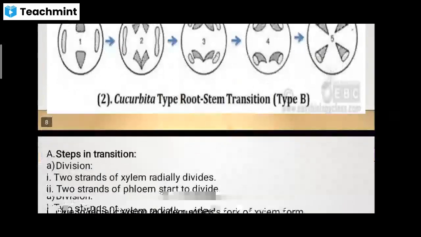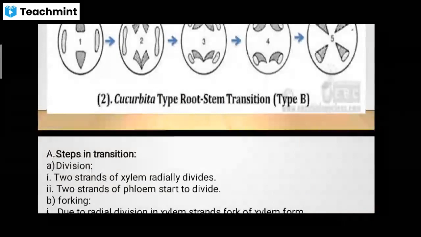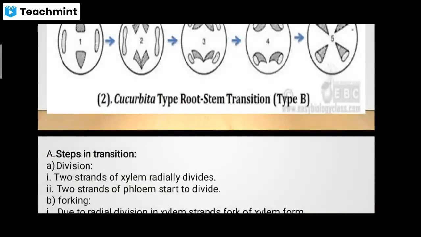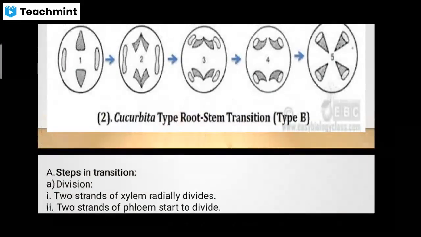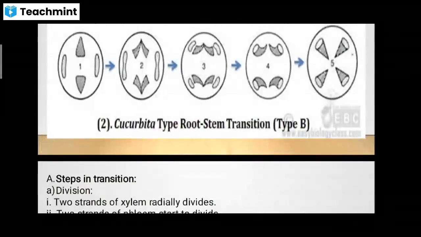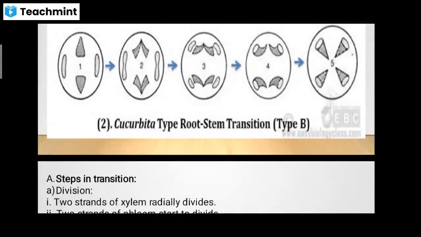So in case of the cucurbita type, there are two strands of xylem, they are divided radially, and two strands of phloem, they start to divide. So you see, all of you see this figure number 2. In that, the division process takes place. Due to the division in the xylem strand, the radial division takes place. So they are radially divided. Also, in that stage, the phloem strands are also starting the division.